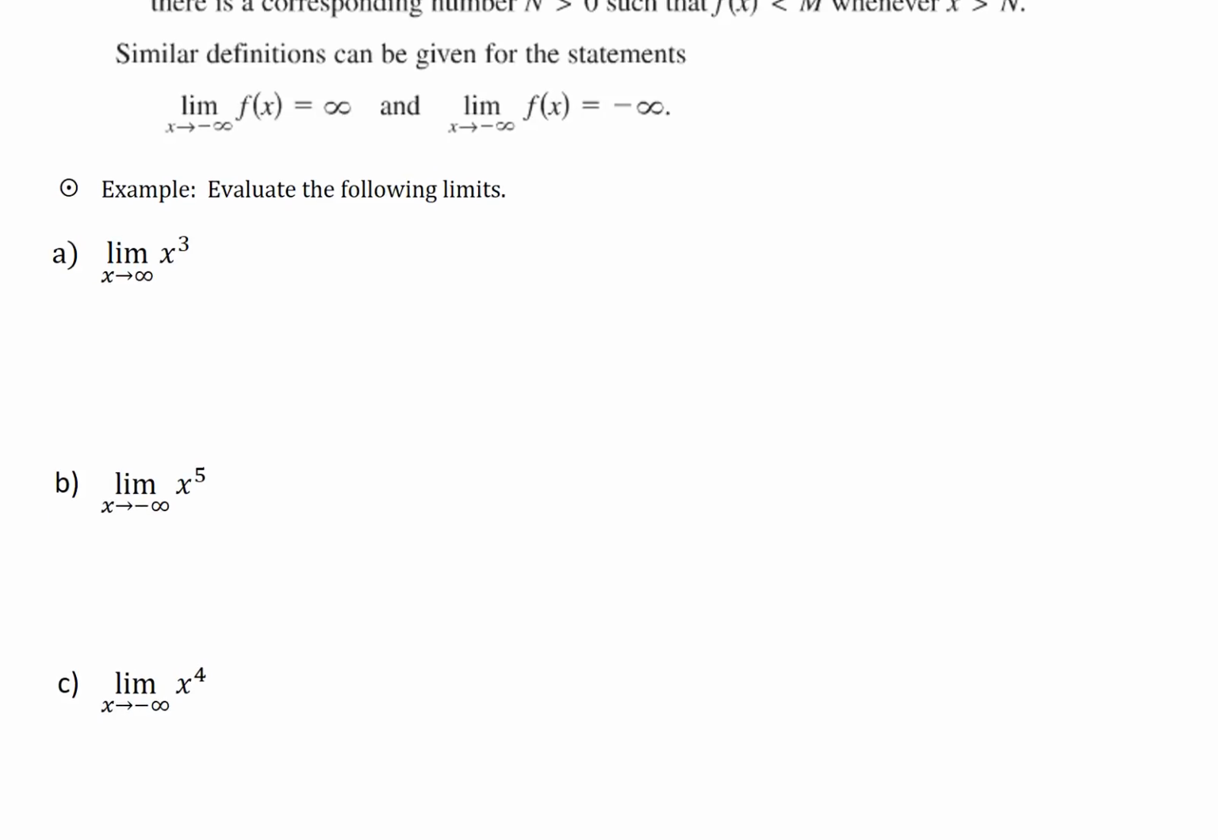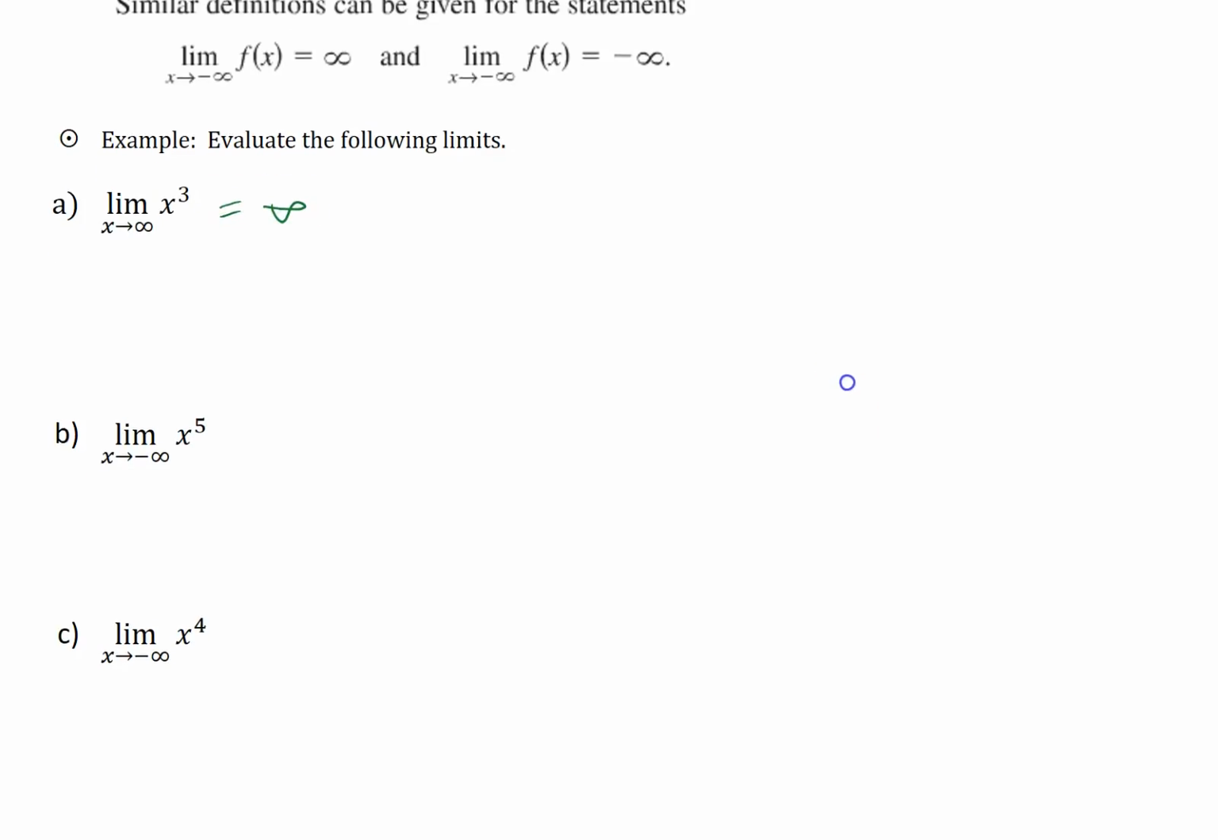Okay, so you've got the limit as x approaches infinity of x cubed. If you take a really large number and you cube it, you're going to get a really large number. There's nothing that's going to limit this and cause it to not go to positive infinity. So that would be the answer there, positive infinity.